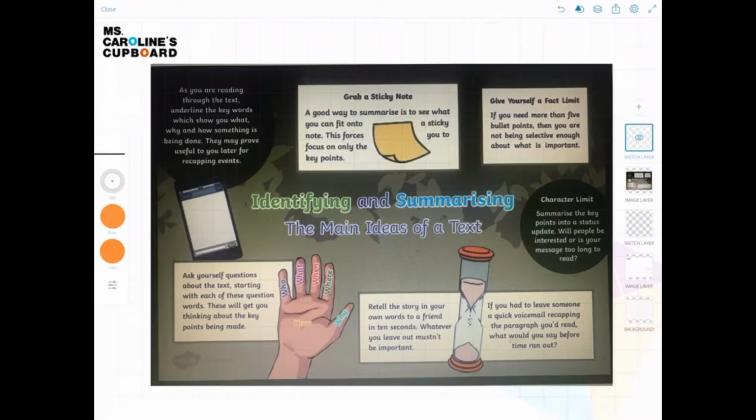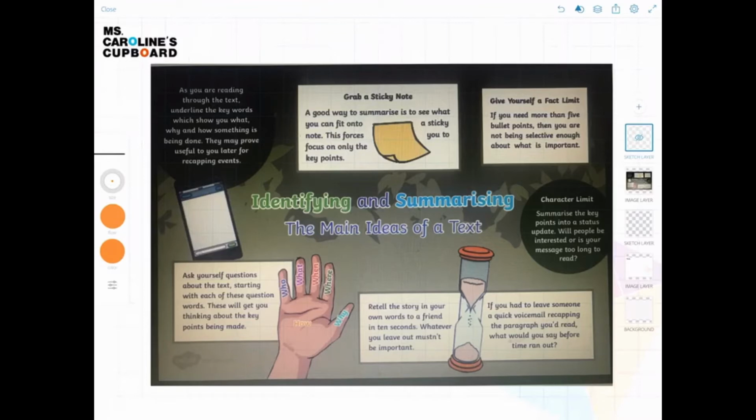Character limit. Summarise the key points into a status update. Will people be interested, or is your message too long to read? Give yourself a fact limit. If you need more than 5 bullet points, then you are not being selective enough about what is important. Grab a sticky note. A good way to summarise is to see what you can fit onto a sticky note. This forces you to focus only on the key points. So these are some good tips on how you can summarise your text.